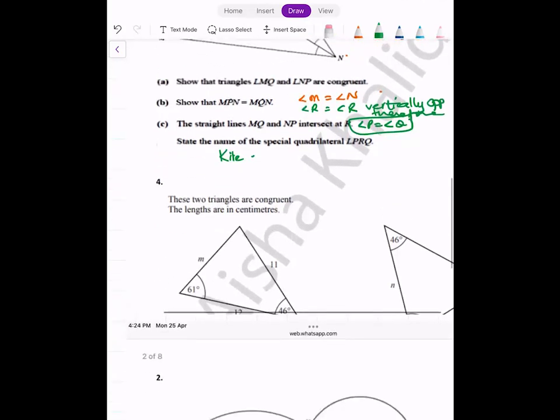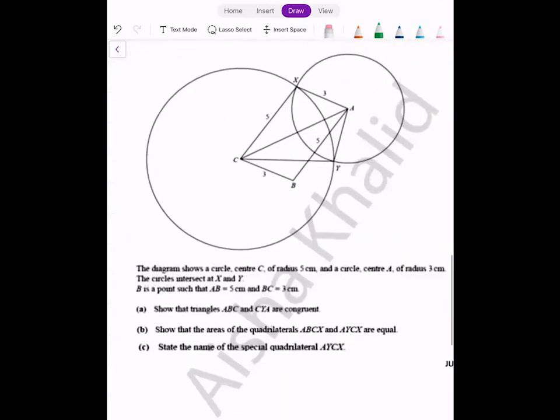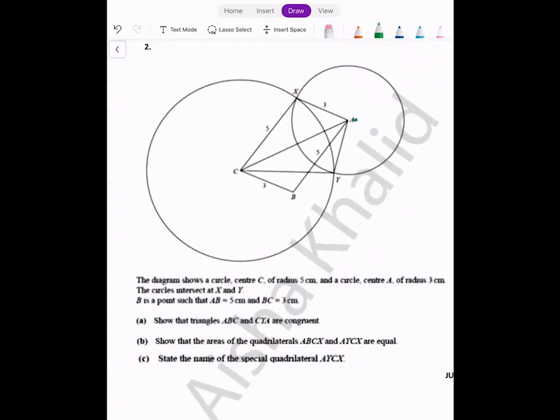Let's move on to the next example question, this one. Show that ABC is congruent to CYA. Interesting. Can I say AX is 3, so AY is also 3, because these are both radii? So AY is equal to BC, which is equal to 3 centimeters.